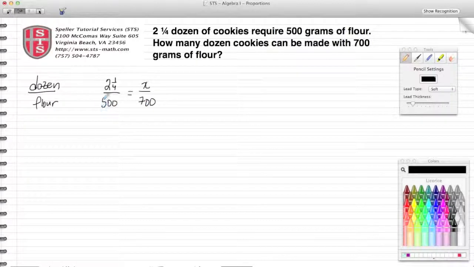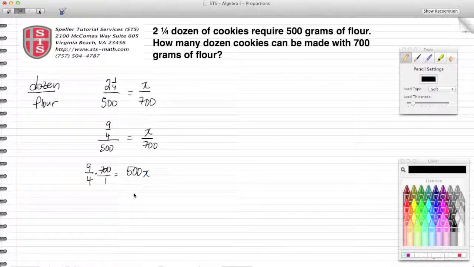All right, I'm going to begin by changing my numerator here, 2 1/4, into an improper fraction. So 4 times 2 is 8, plus 1 is 9. So I end up with 9/4 over 500 is equal to X over 700. Now I cross multiply. So I have 9/4 times 700 over 1 is equal to 500X.